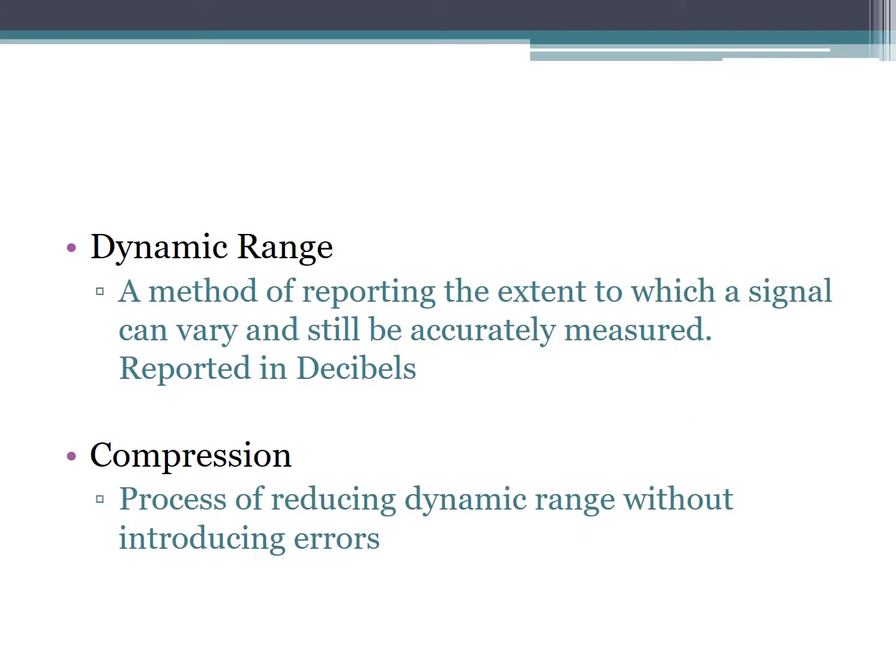Dynamic range is a method of reporting the extent to which a signal can vary and still be accurately measured. When we talk about dynamic range, we talk about the sensitivity that each ultrasound component has. You'll learn in a moment that the transducers are actually the most sensitive. They have the widest dynamic range because they can detect the most signals that are coming back. They can detect really weak signals and they can detect very strong signals and tell the difference between all of them.